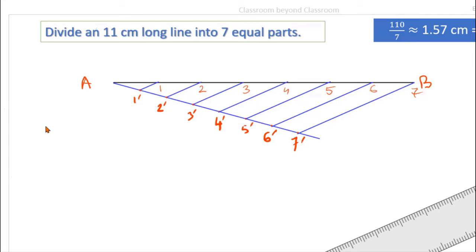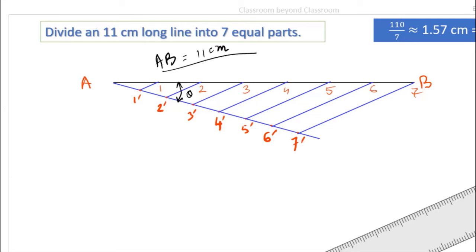So this way we can divide one line by drawing one inclined line of a convenient length, which can be divided easily with the help of a divider or with the help of a scale also. Remember, the angle of inclination should be less than 90 degrees. That means it should be an acute angle. Better to have an acute angle less than 90 degrees. You can draw 90 degrees also. So this way we divide the line.